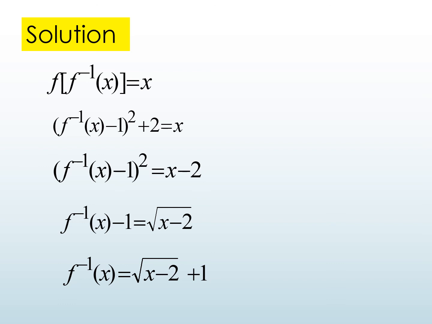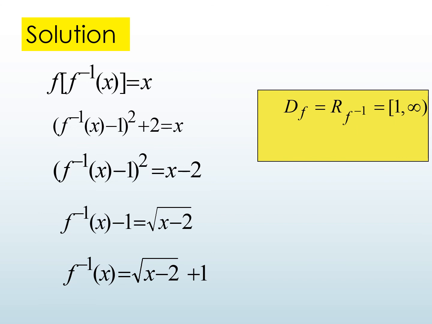Since the domain of f is x more than or equal to 1, the domain of f equals the range of f inverse. So the range of f inverse is [1, infinity). And the domain of f inverse is determined by x minus 2 more than or equal to 0. So we get x more than or equal to 2. So the domain of f inverse is [2, infinity).